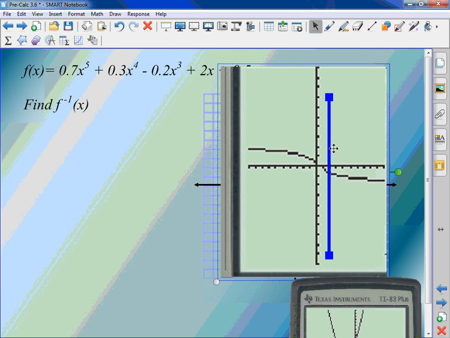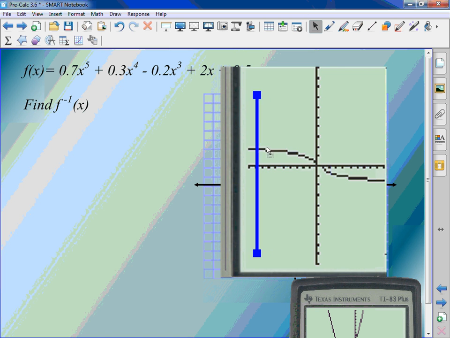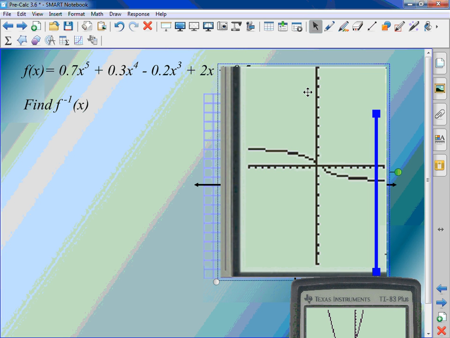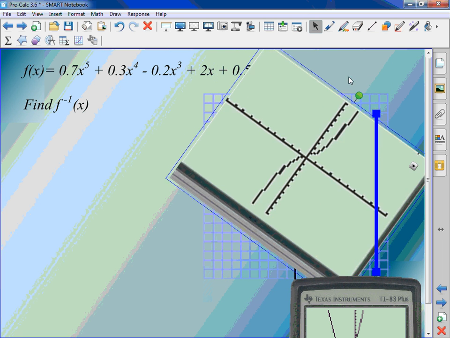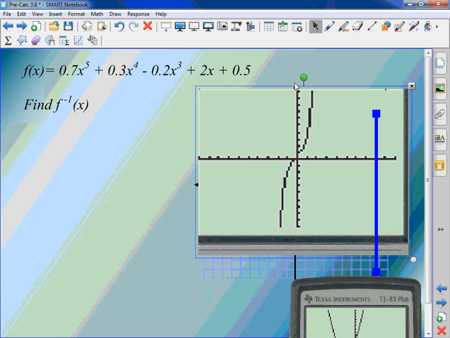rotate it. Does this pass a vertical line test? Yes. So the inverse is a function. We can't necessarily find the equation for it, but the inverse is a function. Without taking your calculator and turning it sideways, how can I look at this graph and tell whether or not the inverse is a function?